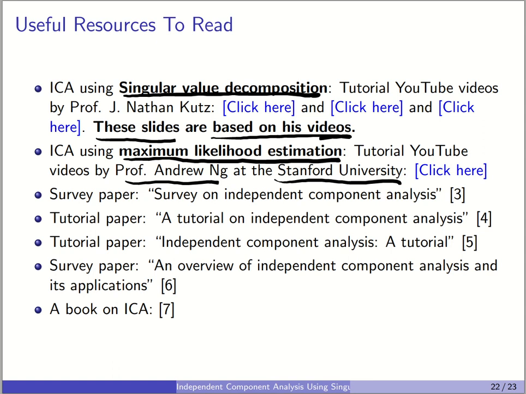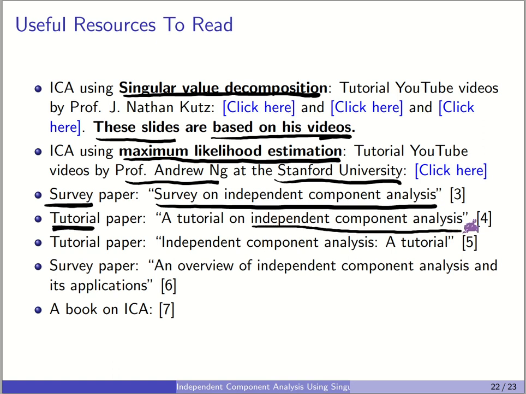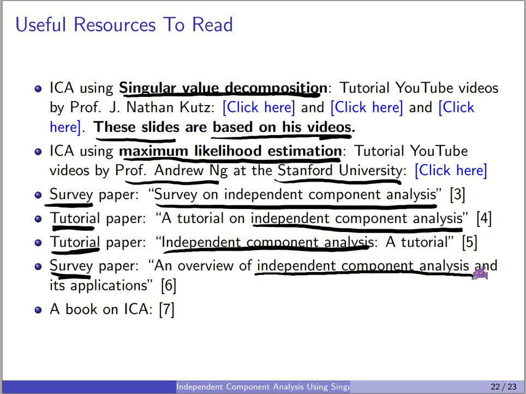There is also a survey paper on independent component analysis. There's a tutorial paper on independent component analysis. There's another tutorial on ICA. There's a survey paper on ICA and its applications. There's also a book on ICA.